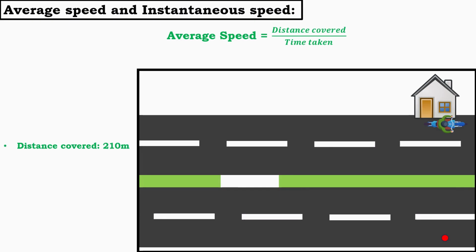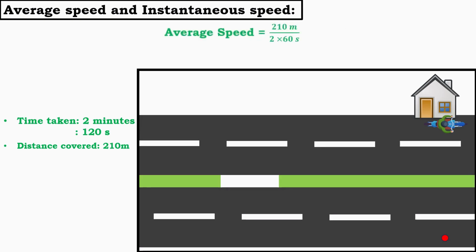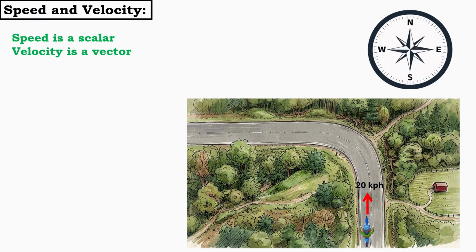In this case, the total distance traveled is 210 meters. Let's say the total time taken is 2 minutes, which is 120 seconds. So, average speed is 210 divided by 120, which gives 1.75 meters per second. If we convert this into kilometers per hour, it becomes 6.3 kilometers per hour. So even though your speed reached as high as 50 or 55 kilometers per hour at certain moments, your average speed for the entire journey is just 6.3 kilometers per hour. Speed is a scalar quantity, whereas velocity is a vector quantity.